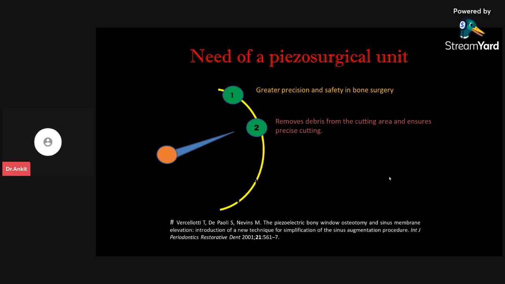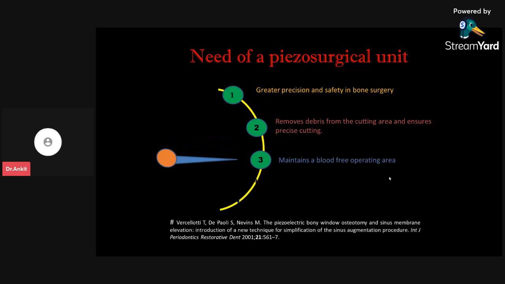What happens in other rotary instruments, if we consider, be it an air rotor or a straight handpiece or other saw regions, is that when it starts moving, it does not remove the debris, and the debris keeps on collecting in the handpieces, and as a result it infects the surgical site. So in such a scenario, piezo surgery holds great importance in removing the debris from the cutting area and ensuring the precise cutting, right? Ensures the precise cutting.